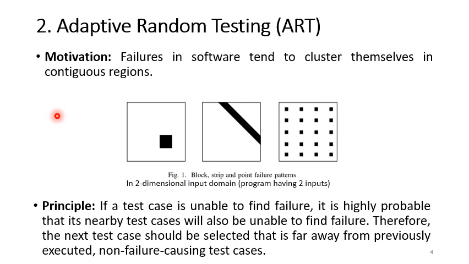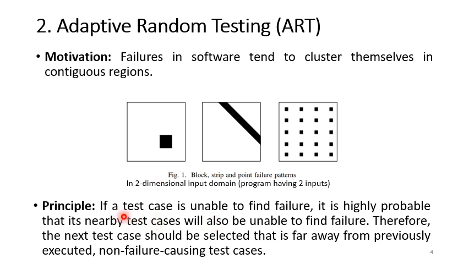Adaptive random testing. Adaptive random testing, abbreviated as ART, is an enhancement of random testing which works on the motivation that failures in a software tend to cluster themselves in contiguous regions. As we can see in the figure, failure regions of a software that accepts two inputs can be categorized as block, strip, and point failure patterns.